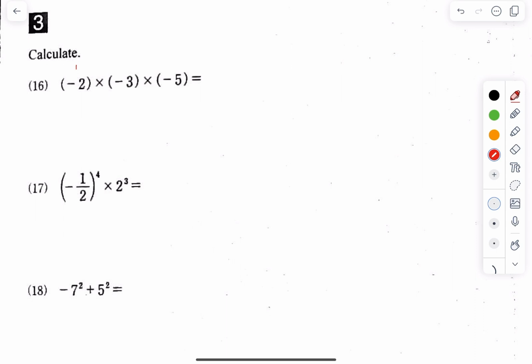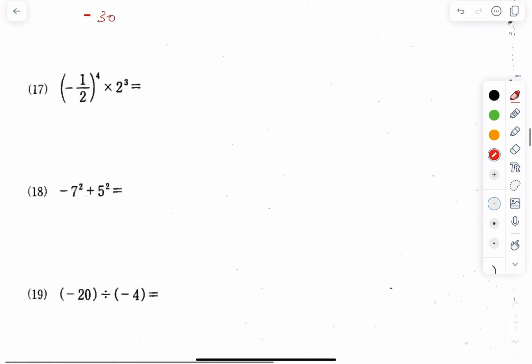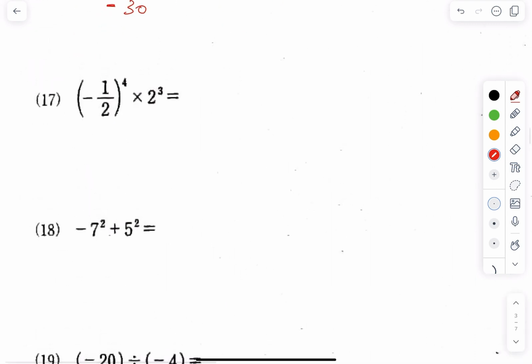In this case, 1 negative, 2 negative, 3 negative. So it's an odd number. If it's odd, it's negative. If it's an even number, then it's positive. Okay, so in this case it's negative, and then I just have to figure out the number. 2 times 3 times 5 is 30. So the answer is negative 30. Pretty easy, right? Next, question number 17.